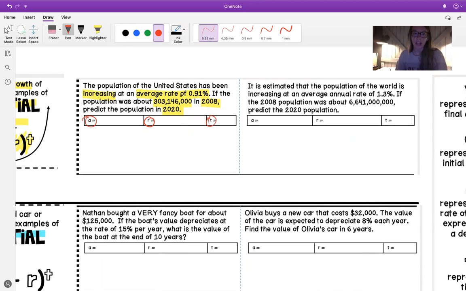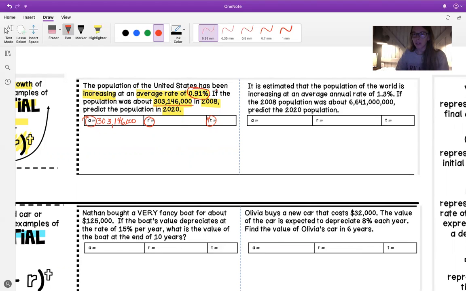So it says the population was 303,146,000. That was the starting population point, so we're going to write that down as our A. And then R, that was the rate that it was changing, and it says it was going at a rate of change of 0.91%.